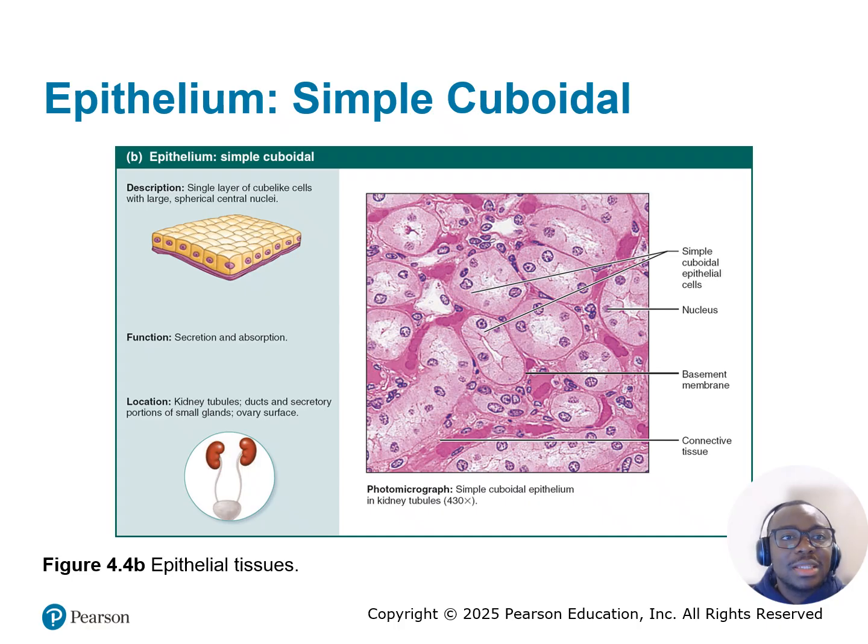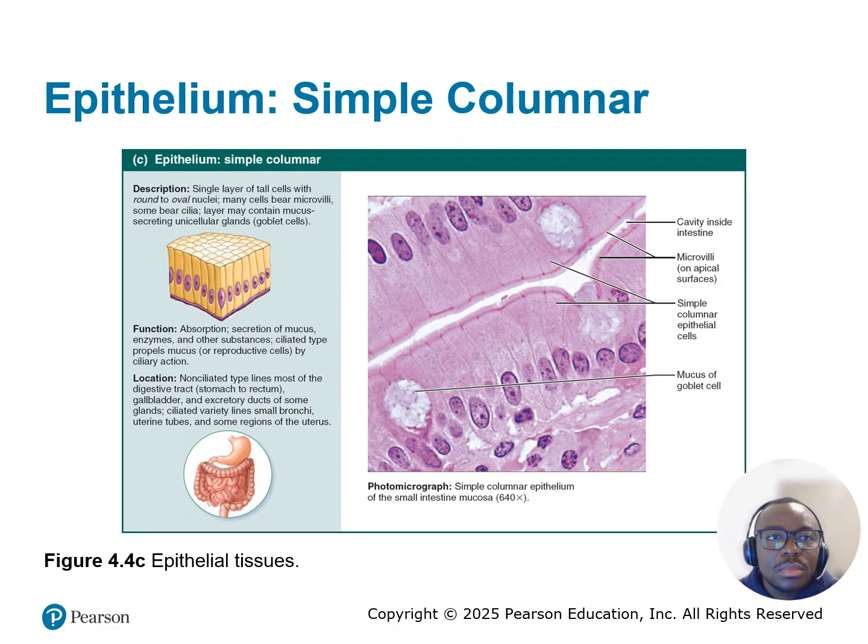The next is simple cuboidal epithelium. Simple cuboidal epithelium has a single layer of cube-like cells with large spherical central nuclei. They are involved in secretion and absorption. Simple cuboidal epithelium can be found in the kidney tubules, ducts, and secretory portion of small glands.